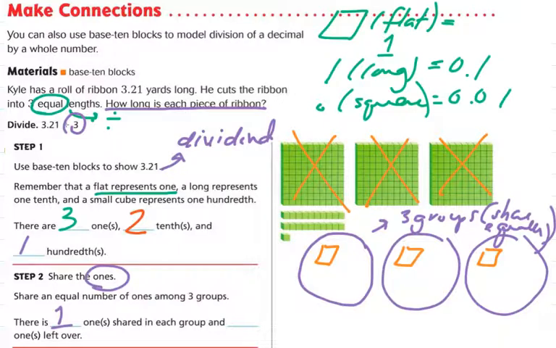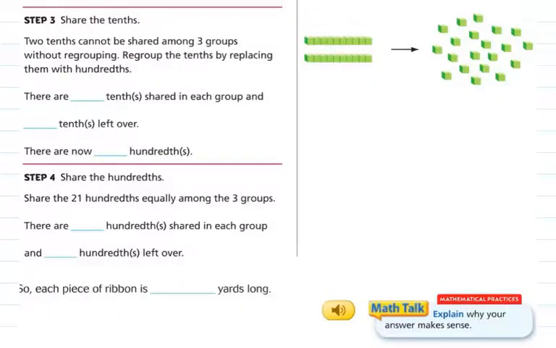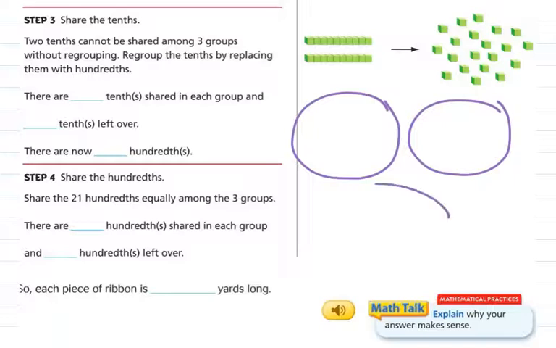Boys and girls, it says shared in each group, and blank ones are left over. We see there are no ones left over, so we simply write down that there are 0 ones left over. Now we're going to go on to step 3. Step 3, it says share the tens. So boys and girls, we see that there are 2 tens, and I'm going to rewrite out those circles. So these are our 3 circles where we shared equally.